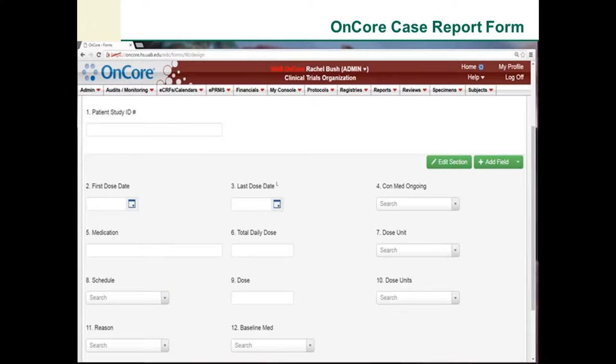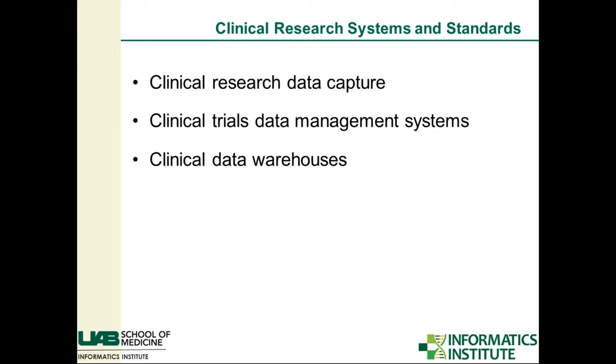Just an example, a case report form. These things all look alike: they're a bunch of web forms with boxes that you fill in. So clinical data warehouses: once you've captured your data and managed your study, these data tend to go into places where they can be reused. A lot of the data for these clinical data warehouses actually come from electronic health records, which I'm going to talk about next.